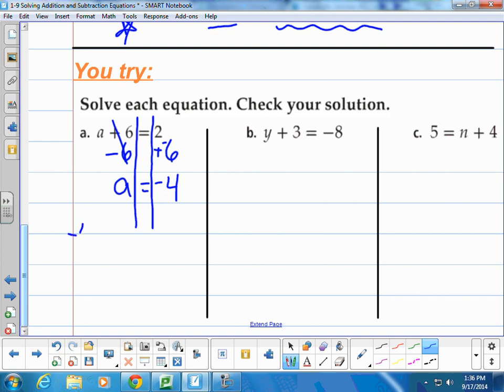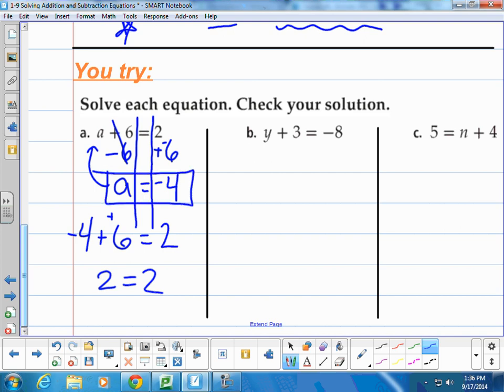So I plug that into check, plug in negative 4 for A. So negative 4 plus 6 should be equal to 2. Negative 4 plus 6, more positives than negatives, 2 more. So since I ended with that reflexive statement, my solution is correct.